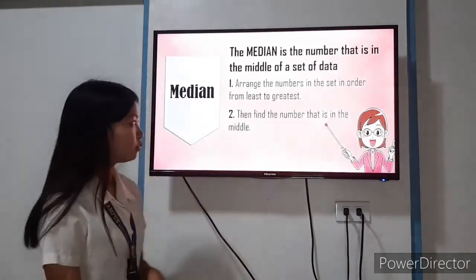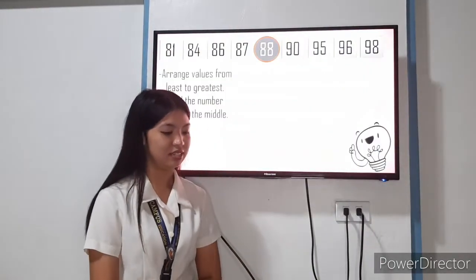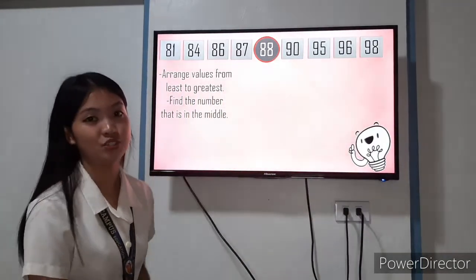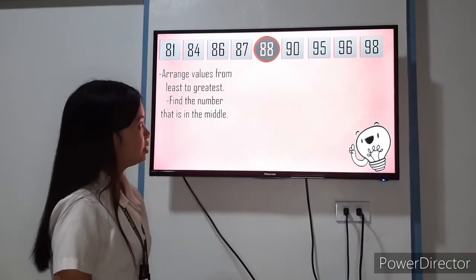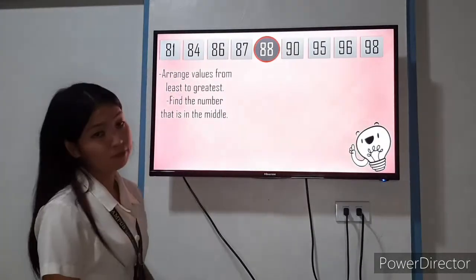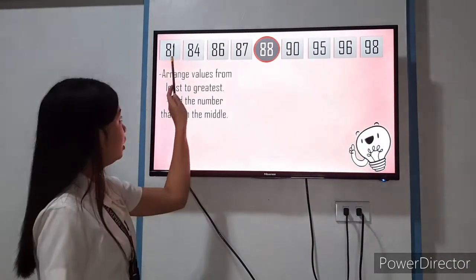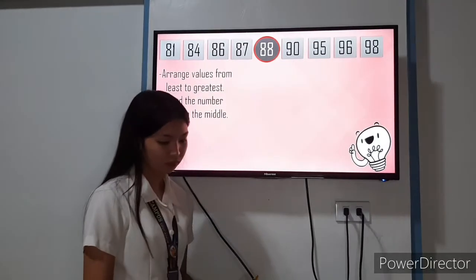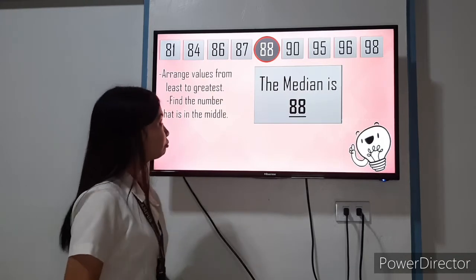And the second step, we're going to find the number that falls in the middle. So, here is the example. As you can see, all these data is already arranged from least to greatest. So, we can now find out what falls in the middle. We have here 9 data, so the fifth data is the middle. So 1, 2, 3, 4, 5. Therefore, the median is 88.